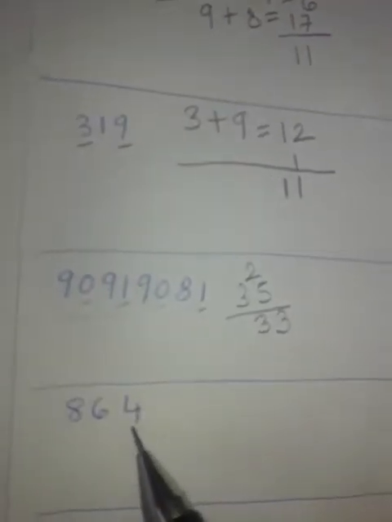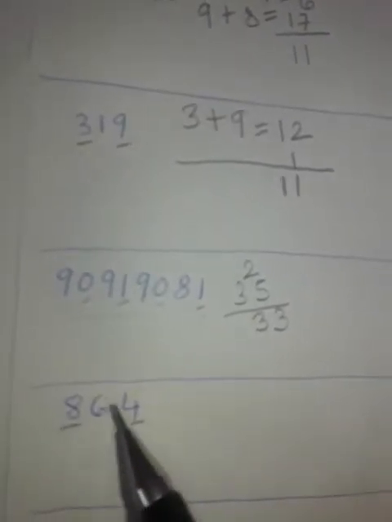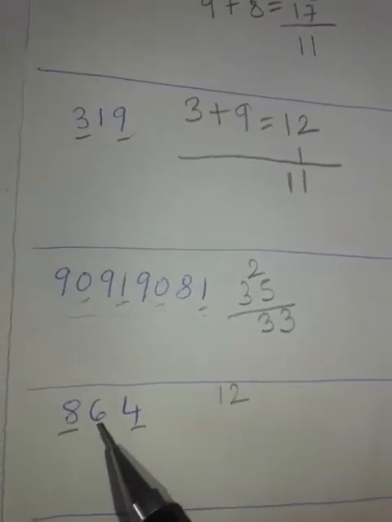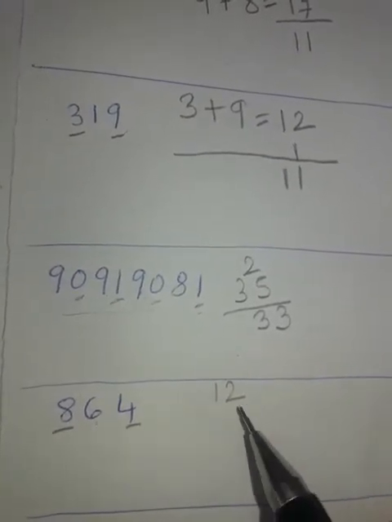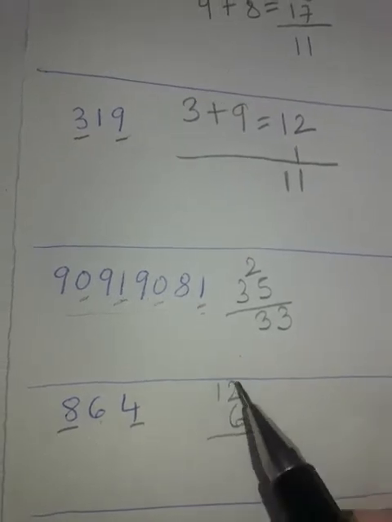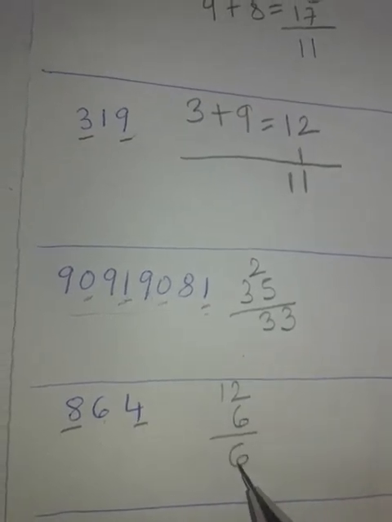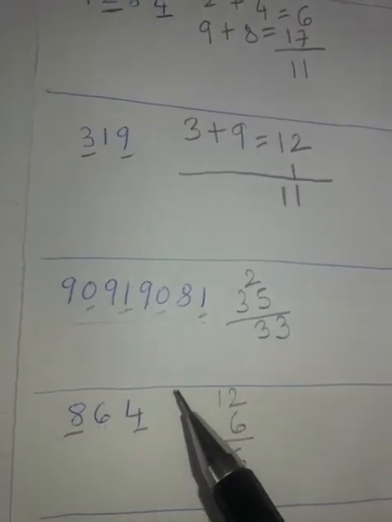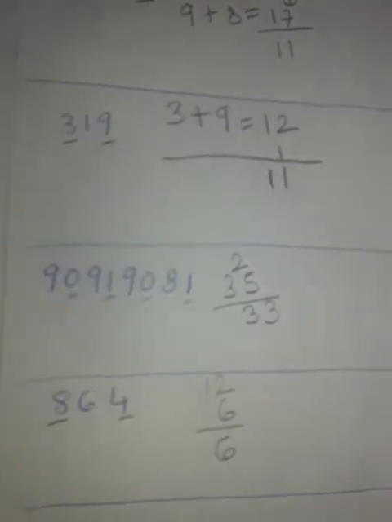One more example, 864. Alternate numbers are 4 and 8. When I add, I get 12. Now only one number remains, that is 6. The difference between these two is 6. 6 is not divisible by 11. That means this number is not divisible by 11.